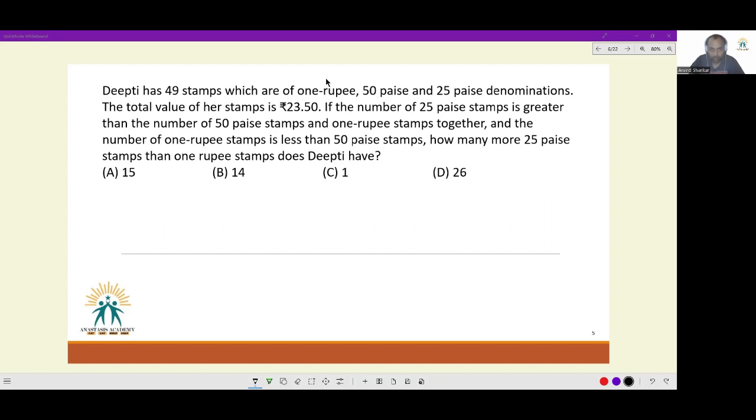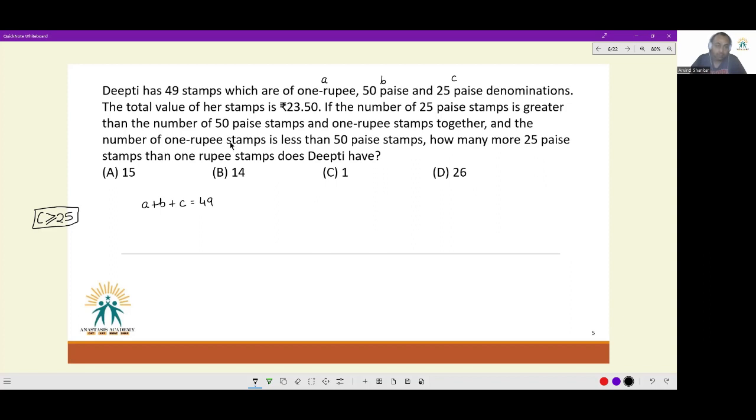Things I know. If this is A, this is B, this is C. So first equation is A plus B plus C is equal to 49. If the number of 25 paise stamps is greater than the number of 50 paise stamps and 1 rupee stamps together, C is greater than half, greater than the majority. C is in the majority, A and B are less than C, which is to say, I can say C has to be greater than equal to 25. C is the largest out of the lot.